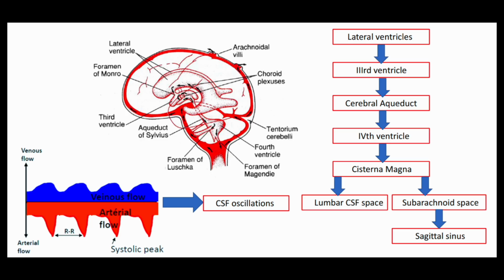So this diagram summarizes what we have discussed till now. It is produced in the choroid plexus. From there it enters the third and the fourth ventricle, and through the foramen of Luschka and Magendie it enters the subarachnoid space, and from there it also enters the cervical region. These are the CSF oscillations and this is the pathway.